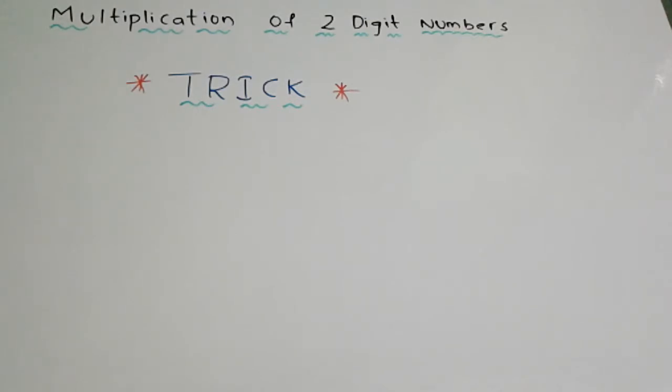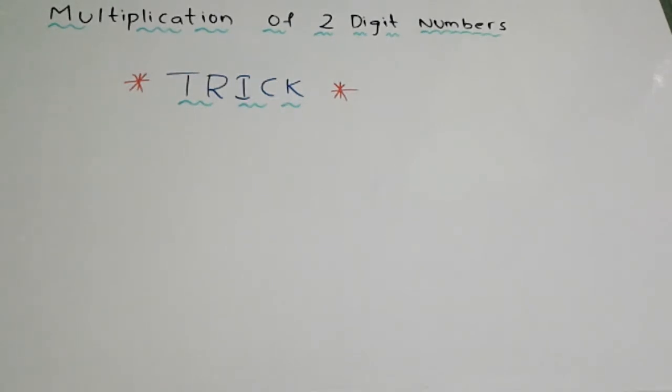Today I'm going to explain a trick to multiply any two-digit numbers. If you follow this trick, you will get the answer within 4 seconds. And I suggest you follow this method in competitive examinations. So let's start the video.